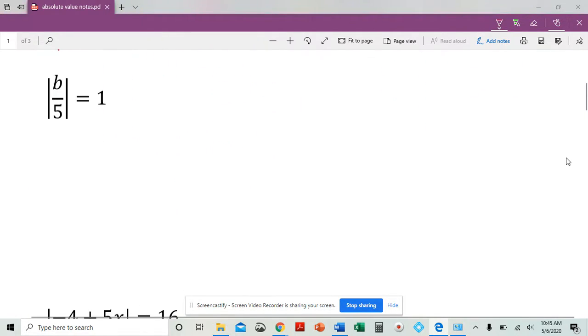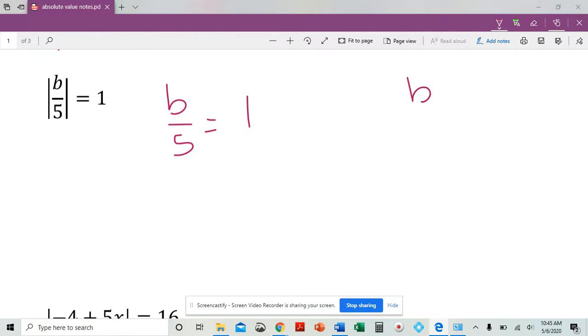So here's another example that's pretty straightforward. Whenever we see a fraction, we know that that is a division sign. So we're going to set it up as two equations. B over 5 equals 1, and B over 5 equals negative 1. Now, this says B over 5, which is B divided by 5. The opposite of division is multiplication. So to undo this division problem, we're going to multiply both sides by 5.